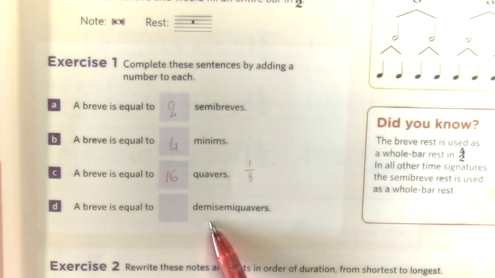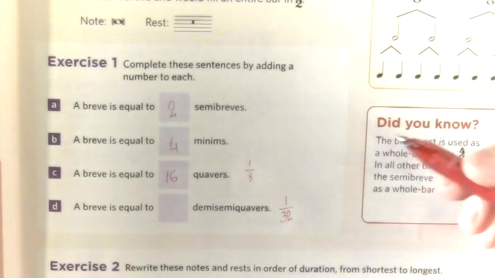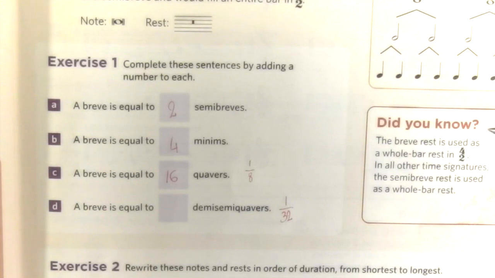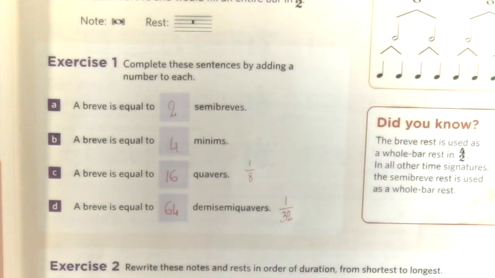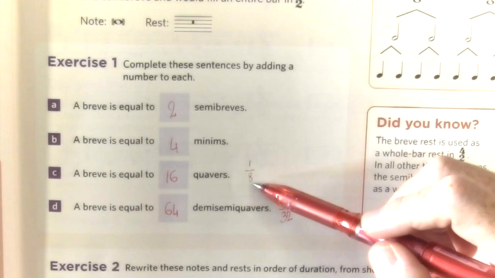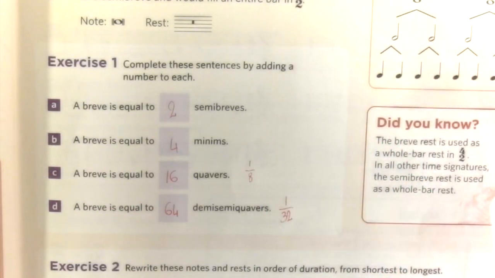Similarly, the demisemiquavers are 1/32, so twice as much, 64. And I hope that this is clear. Otherwise, you can always count and use the fractions if you are familiar with maths and everything.